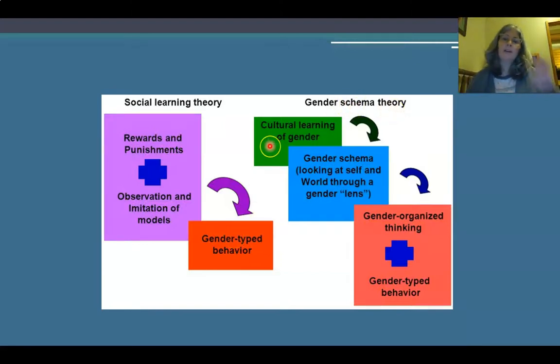Gender schema theory. All right, so first of all, it does differ based upon the culture that you're in. Your gender schema is created as you look around the world and through this gender lens that you have. And then that creates this organized thinking that you have based around your categories, your mental schemas of gender, which then causes that gender type behavior.